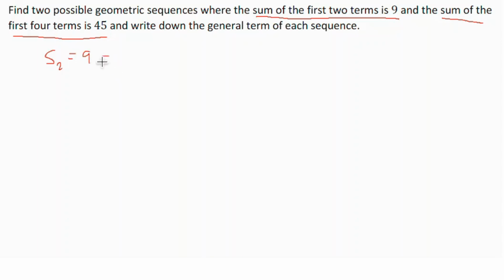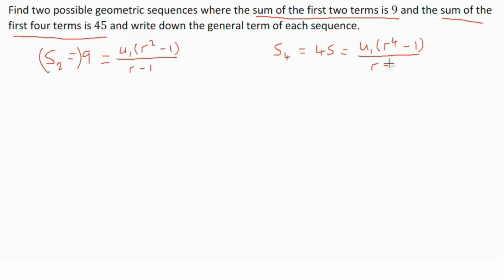If S2 is equal to 9, using the formula, that is U1 times (R squared minus 1) divided by (R minus 1). And if S4 is equal to 45, from the formula, that is U1 times (R to the 4 minus 1) divided by (R minus 1).